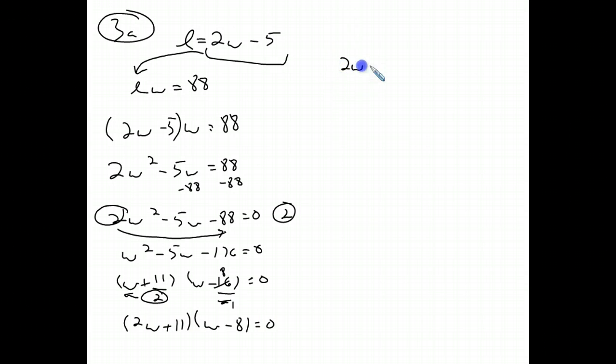So we'll get 2w plus 11 equals 0, and w minus 8. Ooh, what is that? Nonsense.